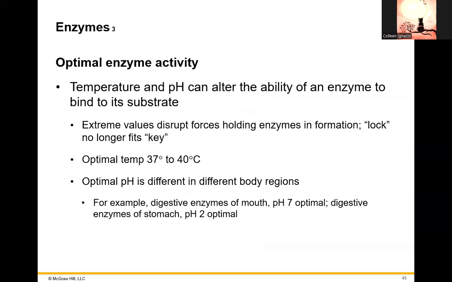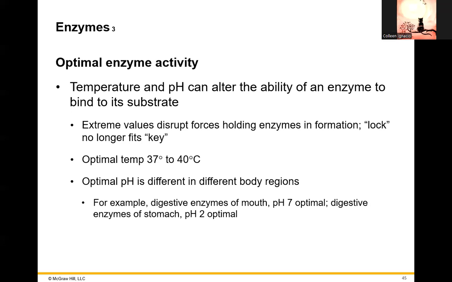Okay, now there are some things that could affect the ability of an enzyme to act, and that could be a change in temperature or a change in pH. Again, that's why it's important for the human body to maintain that normal pH. The pH of blood is 7.35 to 7.45. Memorize those numbers because, again, you will see them. Now, the optimum temperature for enzyme activity is between 37 to 40 degrees Celsius.